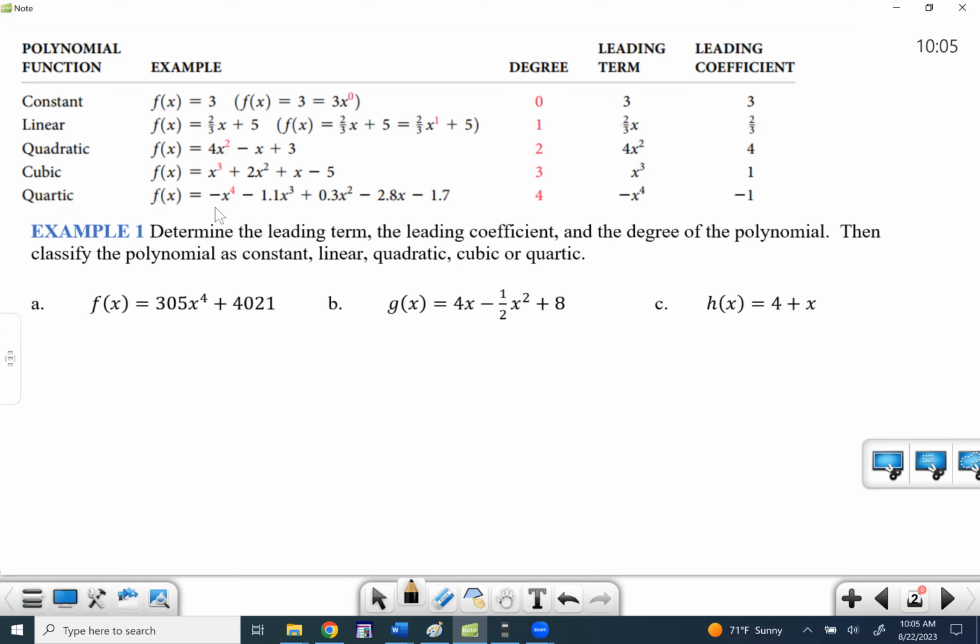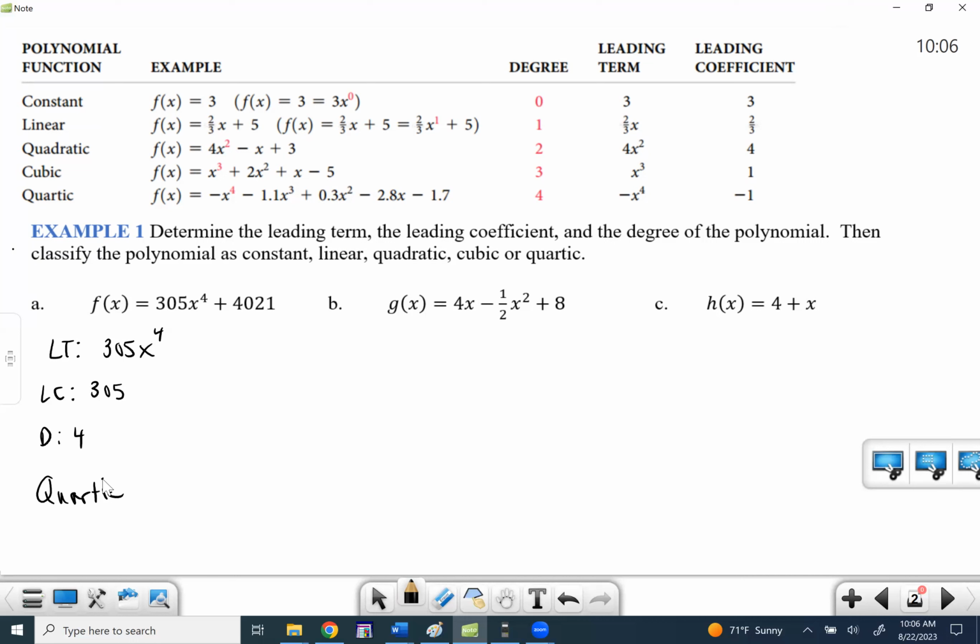All right, so what we're going to do in these directions is find out what the leading term is, what the leading coefficient is, and what the degree of the polynomial is, and then we're going to name it, okay? It is written in descending order. So the leading term, I'm just going to put LT, you guys, is 305x to the 4th. The leading coefficient, that's the number in front of the variable, so 305. And the degree of the polynomial is degree 4. Since it's degree 4, it is going to be called a quartic.